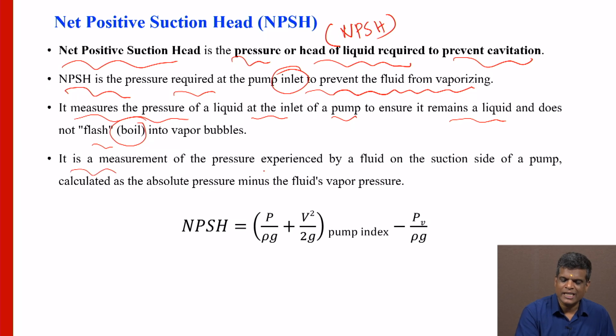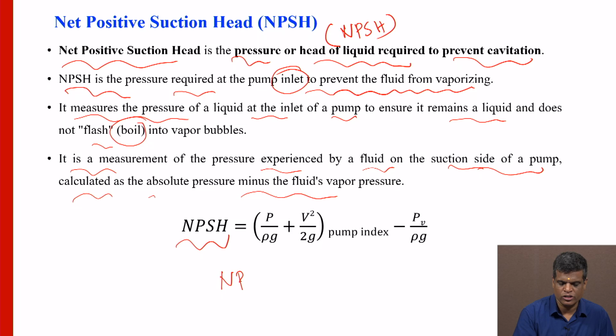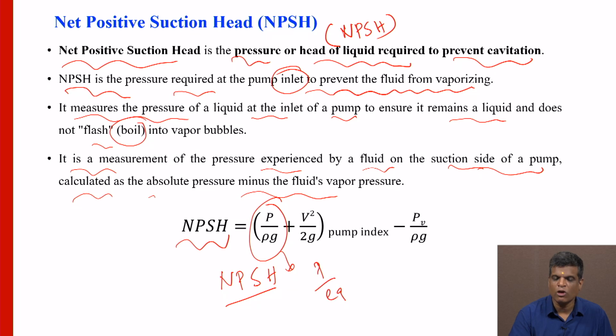It is a measurement of the pressure experienced by the fluid on the suction side of the pump, and it is calculated as the absolute pressure minus the vapor pressure. So here you can see net positive suction head, NPSH. There is P by rho g, which is the pressure energy. We have discussed P by rho g many times. In the Bernoulli equation, there are three types of energy together: pressure energy, kinetic energy, and potential energy.